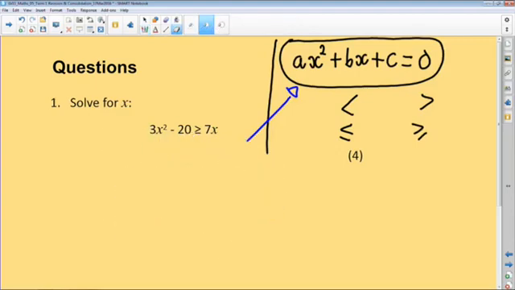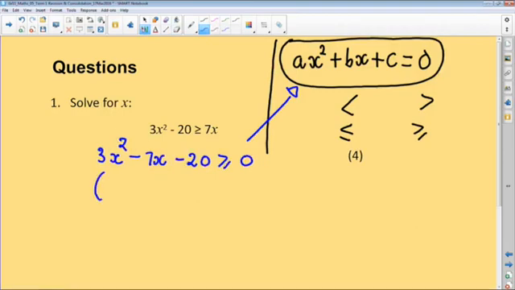Okay, now let's do the right thing. You will have 3x squared minus 7x minus 20 greater or equals to 0. Then next you factorize. You have your 3x, and then your x, then 4, and then 5, with a minus here and a plus. Guys, please make sure that you check if it works out. If you multiply, are you going back to the original one that's given, which is 3x squared minus 7x minus 20?